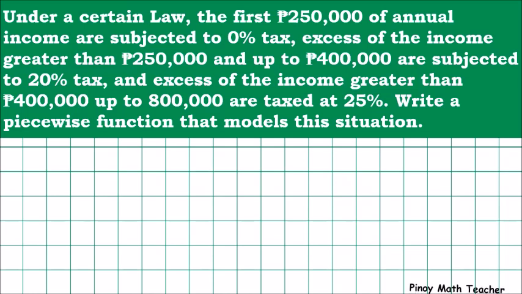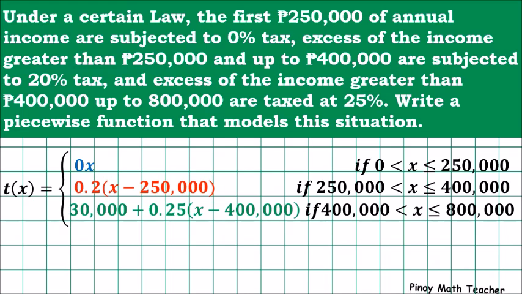Sabi nga nila, save the best for last. Ito ay isang halimbawa kung paano tinutuos ang annual income tax. Under a certain law, the first 250,000 pesos of annual income are subjected to 0% tax. Excess of the income greater than 250,000 pesos and up to 400,000 pesos are subjected to 20% tax. And excess of the income greater than 400,000 pesos up to 800,000 pesos are taxed at 25%. Write a piecewise function that models this situation.